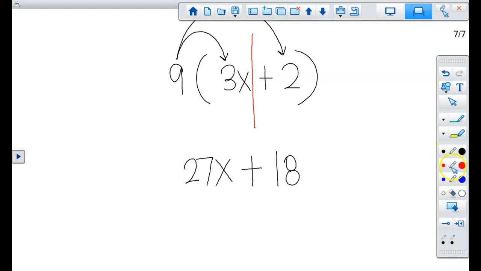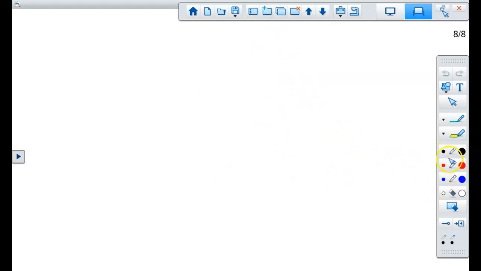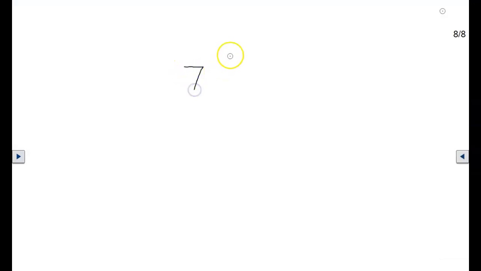All right, let's do one last one. On this last one, I think 7 times -4x plus 5. 7 times -4x plus 5. Pause your video for just a moment and try this one on your own. And when you've tried it, then turn the video back on to see how you did.